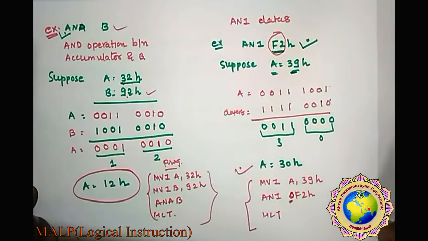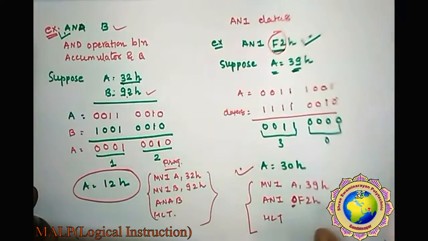What will the value of A be? It will be 30H. So this is the logical AND operation.